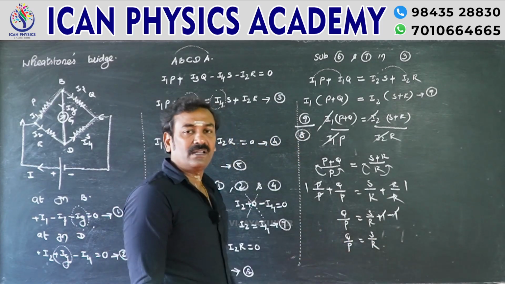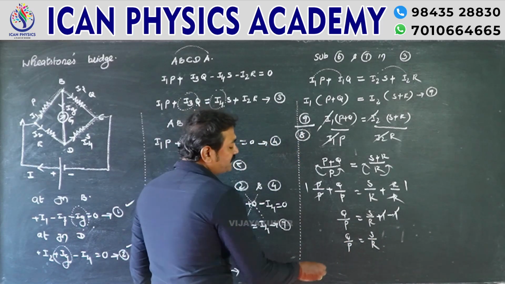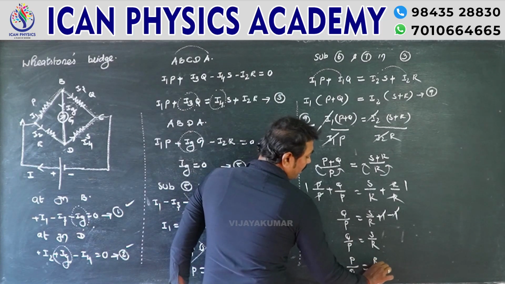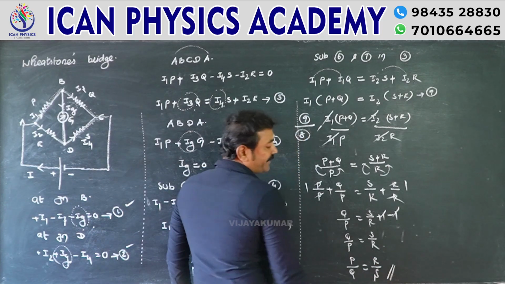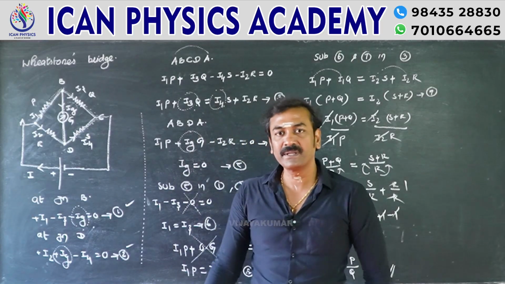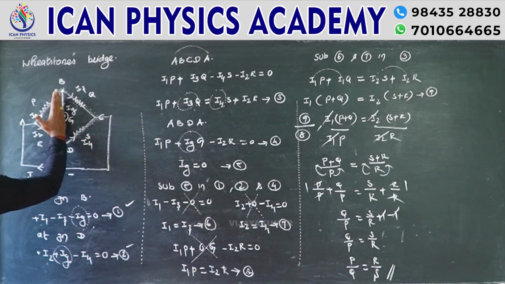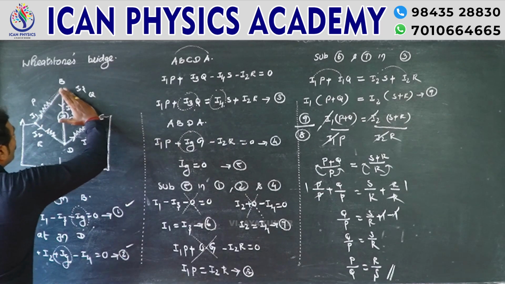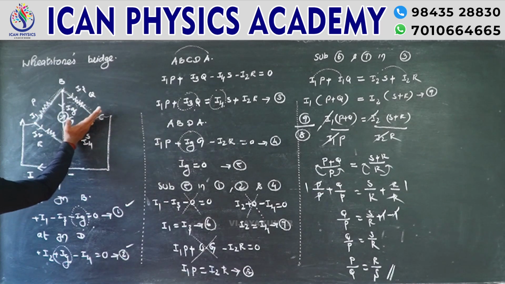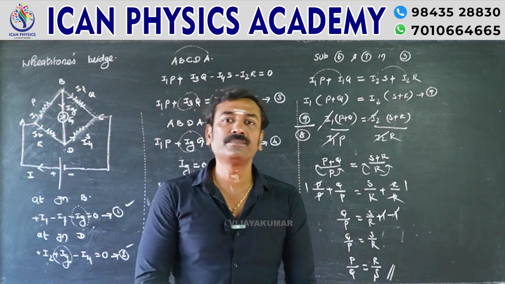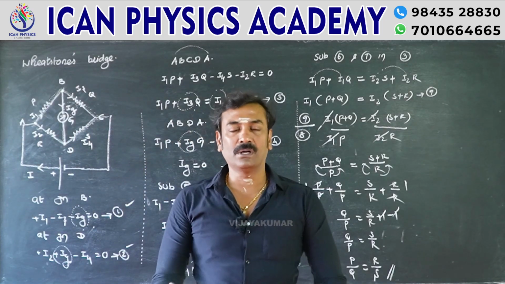Now take the reciprocal of the value. So when you take the reciprocal, it becomes P by Q equals R by S. Okay? So that is our answer. Okay. Do you get it now? Do you have any doubts? No doubts.